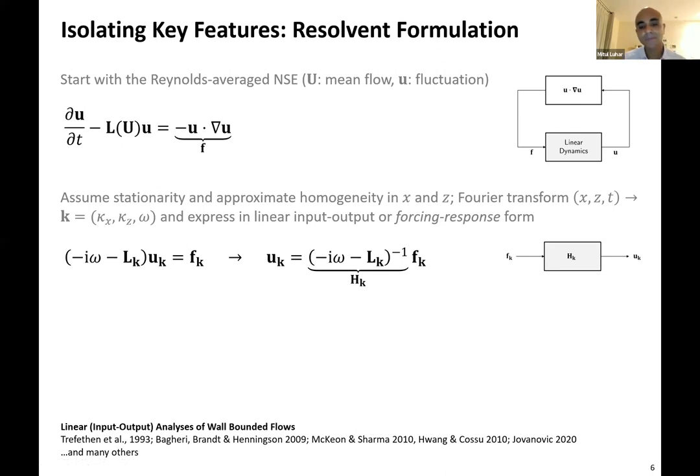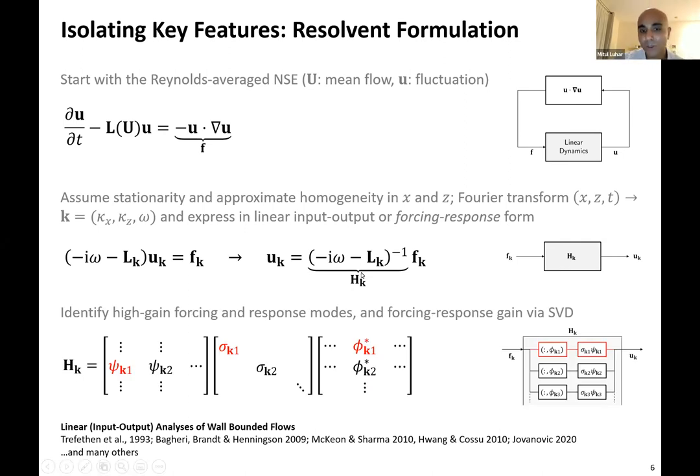Now, this resolvent operator, it turns out, for each wave number frequency combination, is a relatively small matrix. It's something that depends on how detailed you want to discretize in the wall normal direction. But essentially, it's a matrix that you can put together in MATLAB. The code is no more complicated than that for an Orr-Sommerfeld stability analysis or something like that. And once we establish this forcing response transfer function, this H_k, we can identify high gain forcing and response modes by making use of a singular value decomposition.